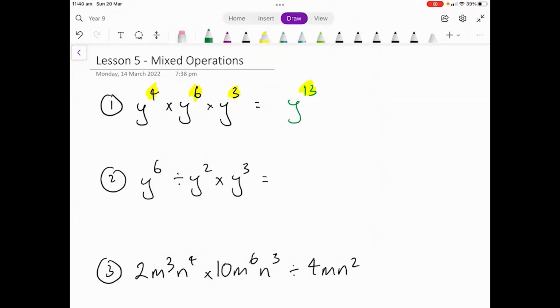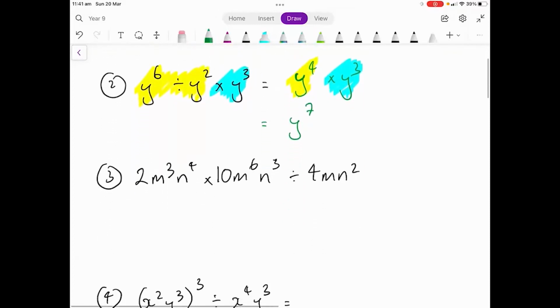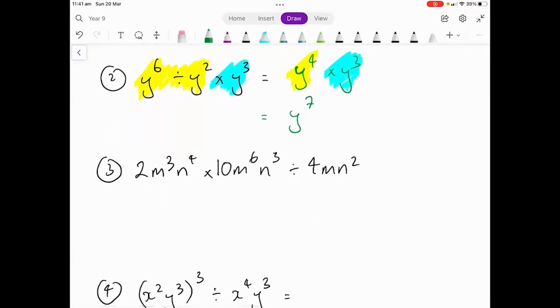Question 2, you can see there's a division there and there's a multiplication. According to order of operations, I work left to right. So the division law tells us I subtract. So I do that first. 6 take away 2 is 4. So that's y to the power of 4. I leave everything else the same. And finally, I do my multiplication law. So 4 plus 3 is 7. So that's y to the power of 7 as my final answer.